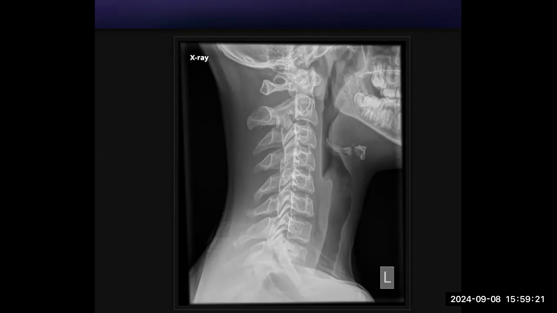Along with that, I'm looking for any evidence of other abnormality. I also suspect abnormality in the C8 vertebra. Other than that, you can ignore that. Anything else? I'm looking for any evidence of other abnormality.